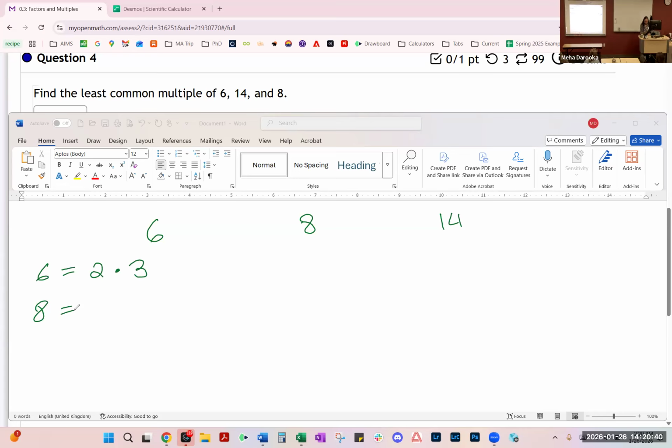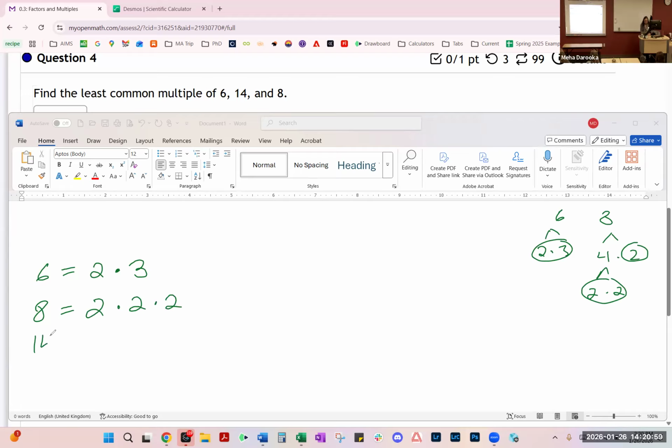So you know what? Let's get rid of this. So 6, of course, is 2 times 3. 8, you can start out with 4 times 2, and then 2 times 2, right? So that will actually be 2 times 2 times 2. Then you have 14. 14 can be 2 and 7, which both of those are prime numbers. So you can get 2 and 7. So start out by breaking down whatever those numbers are into their prime factors.